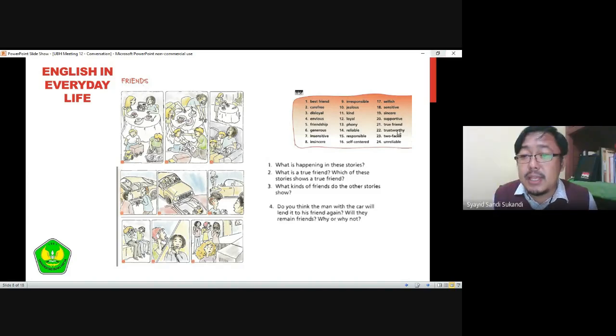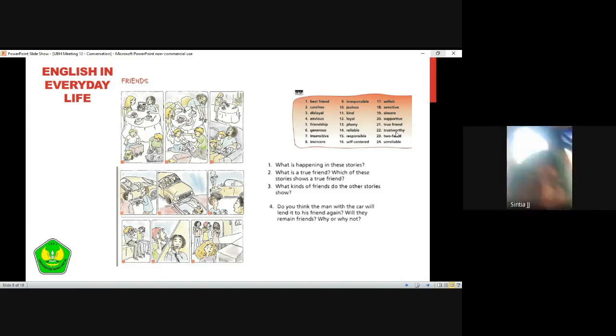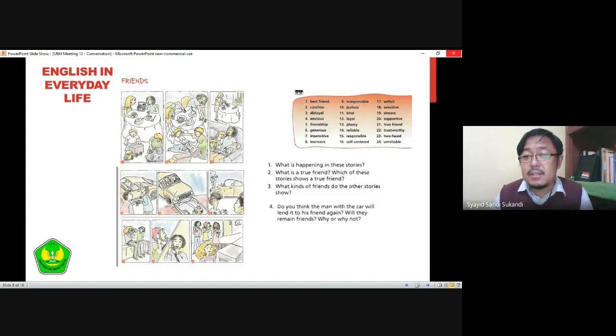And then 22, trustworthy. I think I have mentioned this word before. Trustworthy means sangat bisa dipercaya, bisa diandalkan. If you have this characteristic, you might not have many friends, but at least you can be a best friend. You may not have many friends, but at least you have one or two best friends. We can have many friends, of course, but the trustworthy friend is the one who could see everything in your bedroom. That's what it means. Something that you hide from people and you share that to your trustworthy friend.